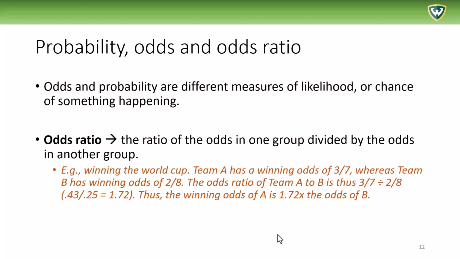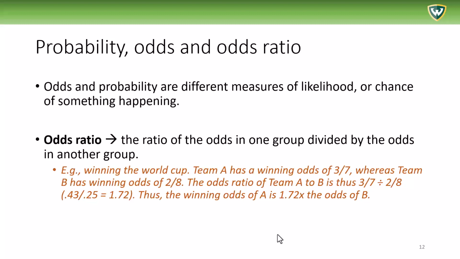Now, the odds ratio is the ratio of the odds in one group divided by the odds in another group. So it's a kind of comparison between two different groups or contexts. Keep with the example of the World Cup. Team A has a winning odds of 3:7, we determined. But what about Team B? Well, Team B has a winning odds of 2 over 8. They won 2 and they lost 8.